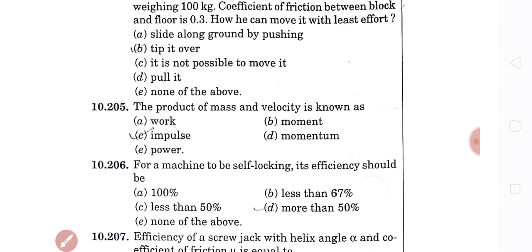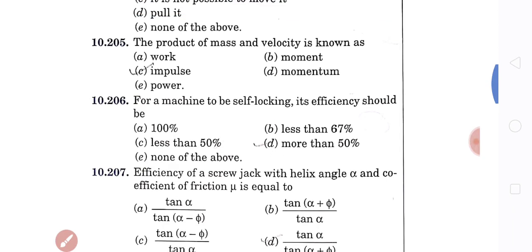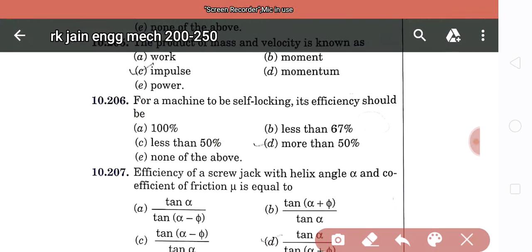The product of mass and velocity is known as? We know that the product of mass and velocity is known as momentum. Answer will be D. Next question. For a machine to be self-locking, its efficiency should be? For a self-locking machine, its efficiency should be more than 50%. Answer will be D. Next.